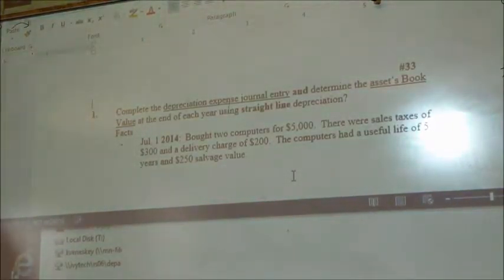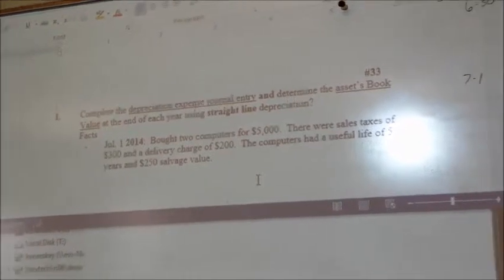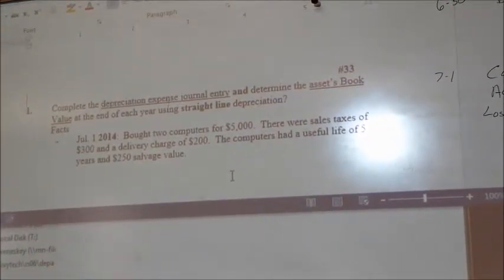Notice the date here and what I did. I bought new computers in July. And then I tell you what the sales taxes were and delivery charge, useful life, and then there's a total $250 salvage value. So using all of that, I want you to be able to tell me what the depreciation expense is, what the journal entry would be for this asset, and then below it, what the book value is.